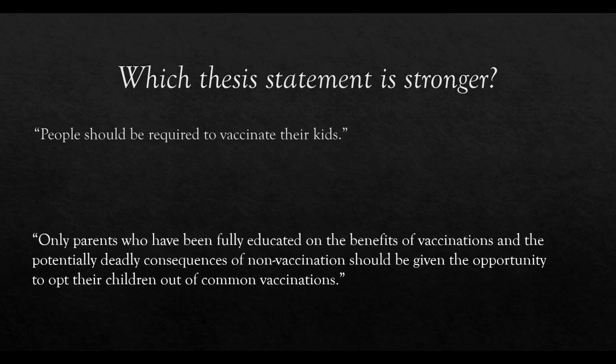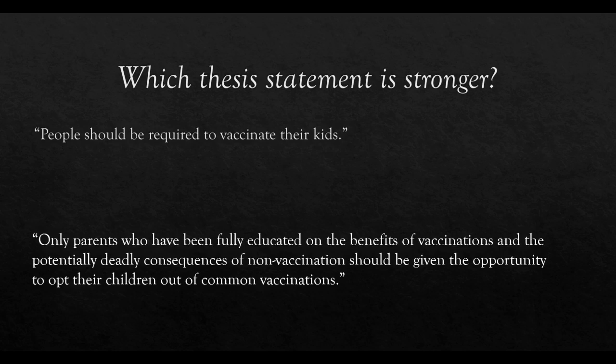Which thesis statement is stronger? Let's read these. People should be required to vaccinate their kids. Pretty straightforward. Only parents who have been fully educated on the benefits of vaccinations and the potentially deadly consequences of non-vaccination should be given the opportunity to opt their children out of common vaccinations. So these are two opposing viewpoints. The first one believes that we should all be required to vaccinate our kids. The second viewpoint believes that certain people should be given the option to maybe opt out if they are fully educated on the matter.